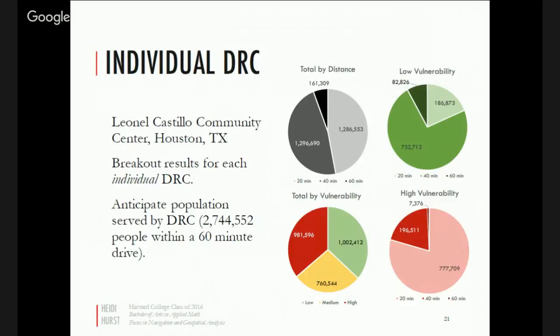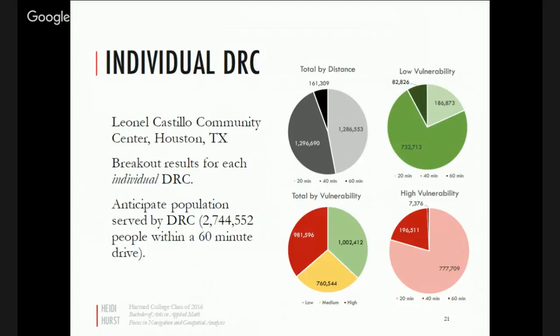So you can also drill this down to the level of the individual DRC. So this is for Llano Castillo Community Center in Houston. And you expect a similar breakdown between vulnerabilities of people who are within the catchment area of this DRC. You can see that of the high vulnerability people who are within an hour of this DRC, so these are all the high vulnerability people most likely to go to this DRC based on drive time alone, a huge portion of them are within 20 minutes.